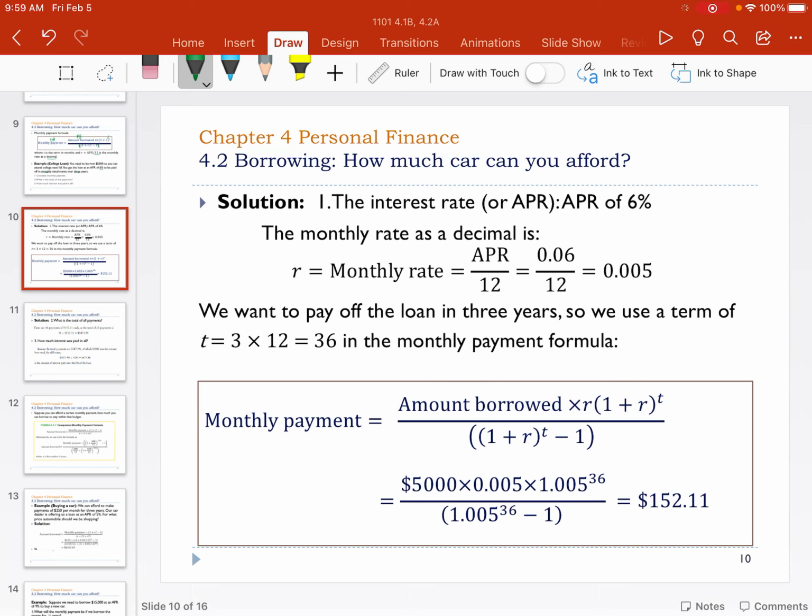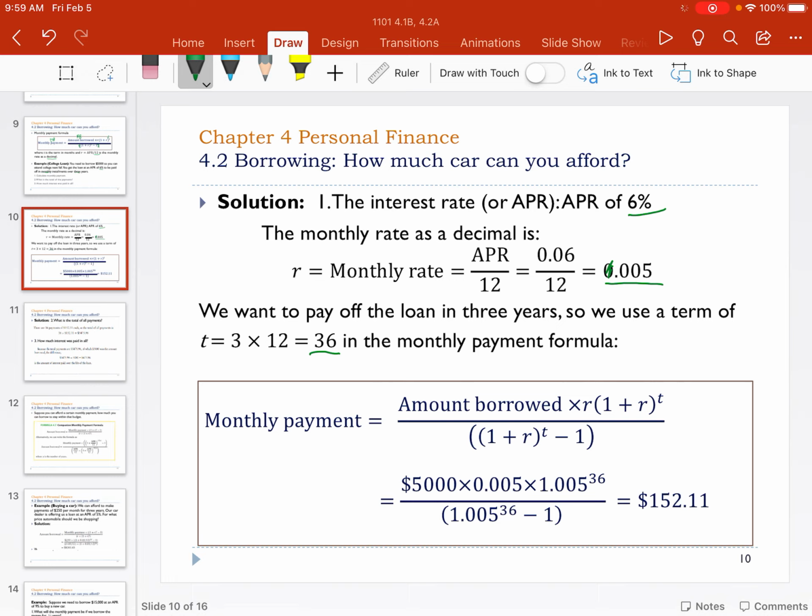Anyway, let's take a look at the answer. We, of course, divide our 6%, 0.06, by 12. It's 0.5% each, 0.005. And we want to pay it off in 3 years, so we have the very standard 36 monthly payments. Very easy one. Many car payments are done in 36 months. I did that one time.